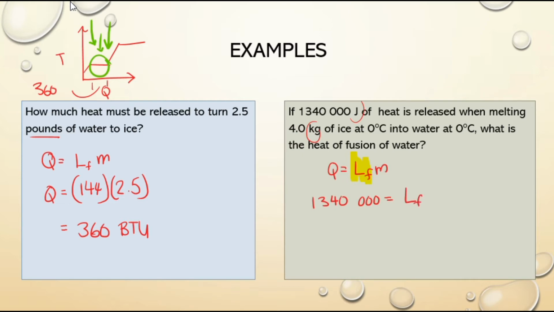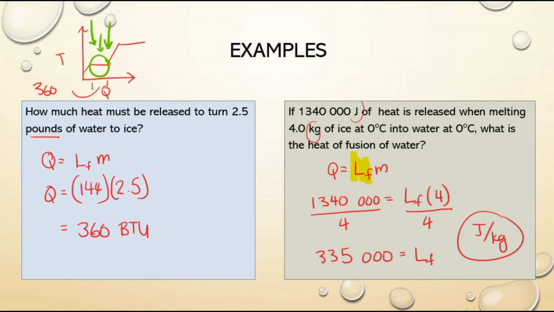Q equals our unknown LF times the mass, which is 4 kilograms. If you want to isolate that variable, you divide by what's stuck in front of it, and you're going to get 335,000 equals LF. And the units will be joules per kilogram.